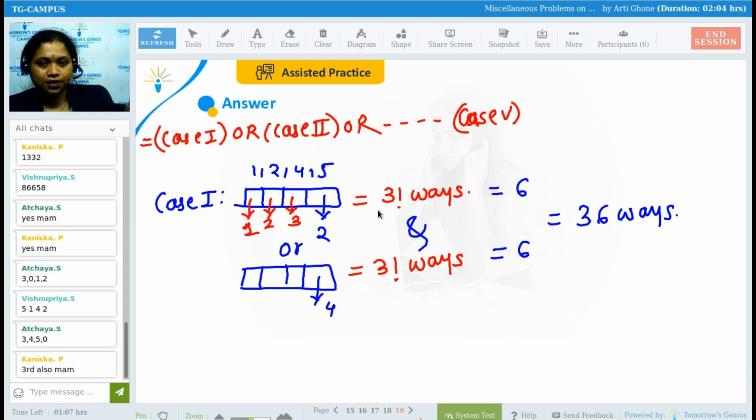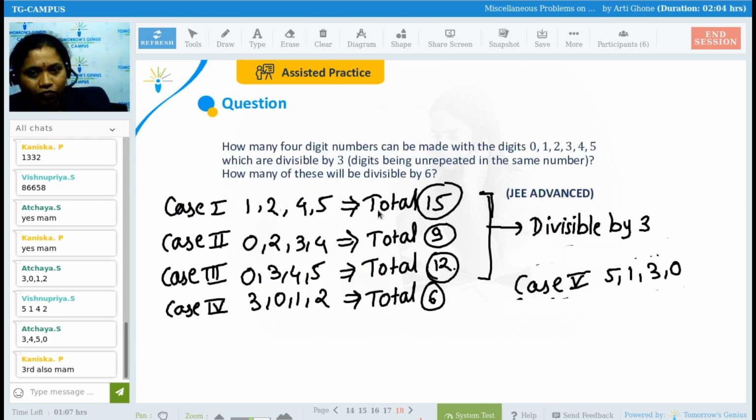Okay, because for 6 divisibility, you need to fix the even positions also. Likewise, can you please generate the number of ways of the second, third, fourth cases? In this it is 36 only.